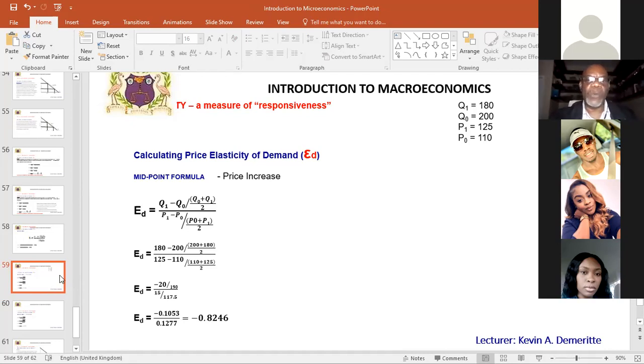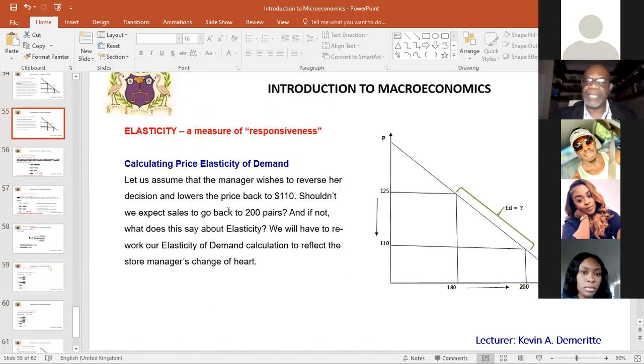What we've found is that with this midpoint formula, it's a lot more messy, a lot more complicated, but it's more precise. And it allows us to do what we think makes common sense. It makes common sense that the elasticity along this stretch of the demand curve should be the same, whether you're going up along this stretch or coming down along it. Whether the price went up by $15 or came down by $15, the elasticity should be the same. And if we just use our standard percentage calculation, it doesn't work.